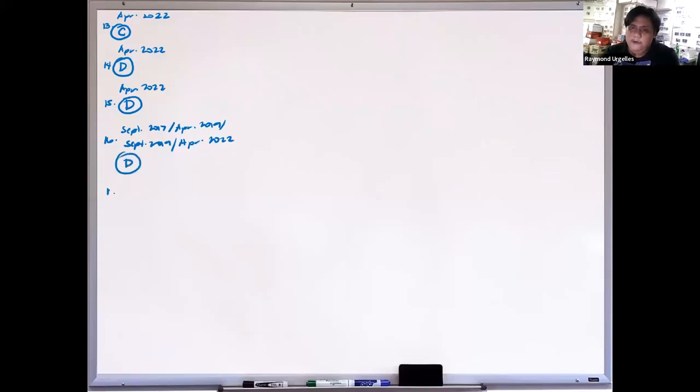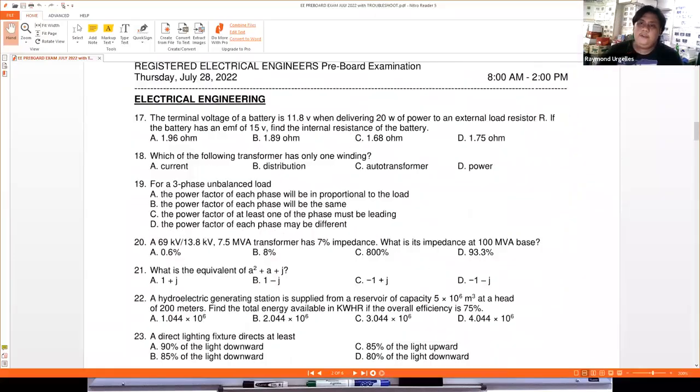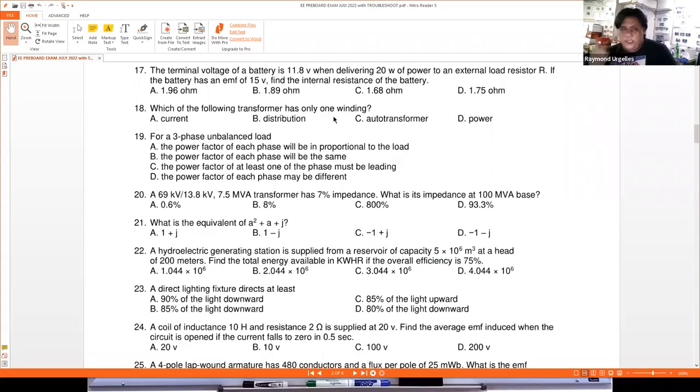Next, number 17. Ito lumabas noong September 2017, tapos naulit noong April 2022. We have this question: the terminal voltage of a battery is 11.8 volts. Nasa lecture to actually, this is circuits part 2. If the battery has an EMF of 15 volts, find the internal resistance of the battery. So let's solve for the internal resistance here.